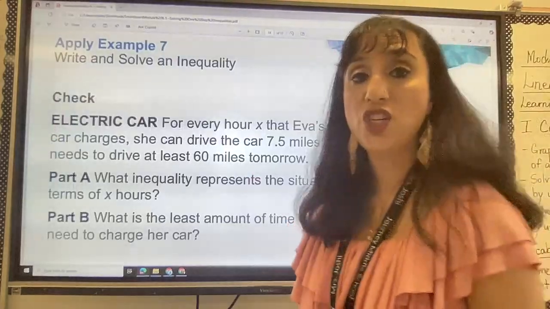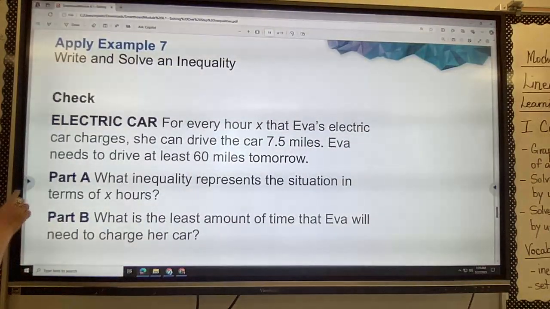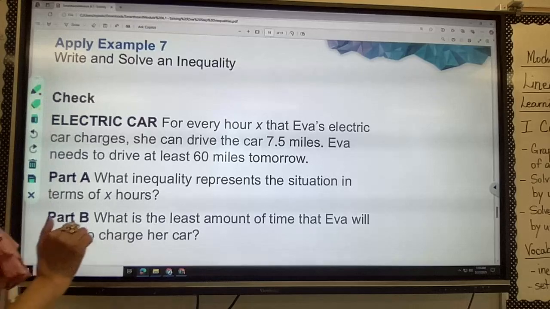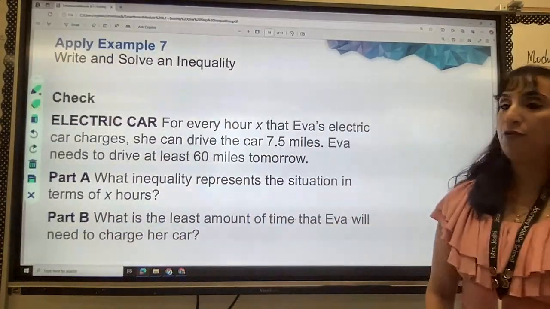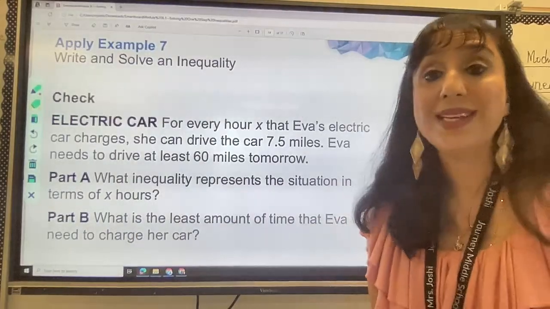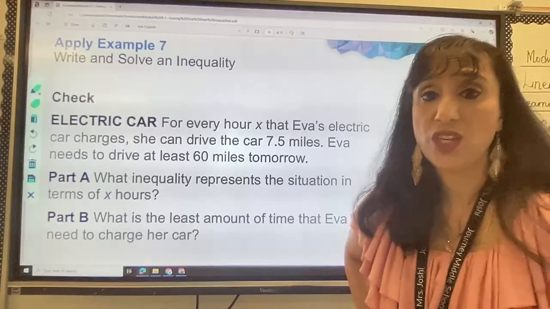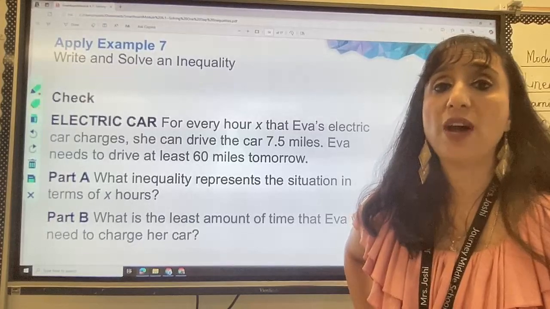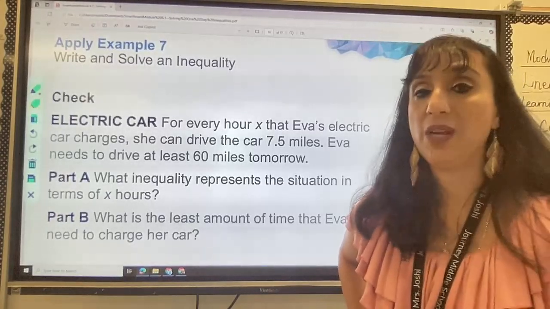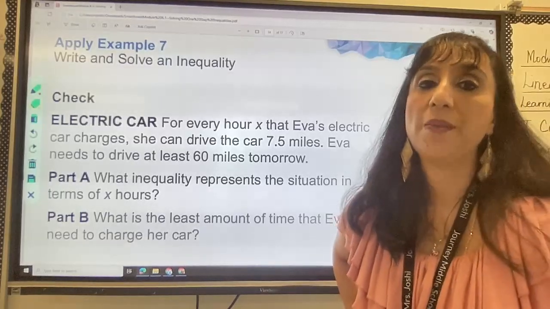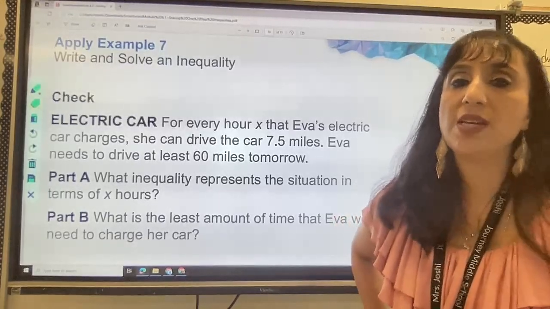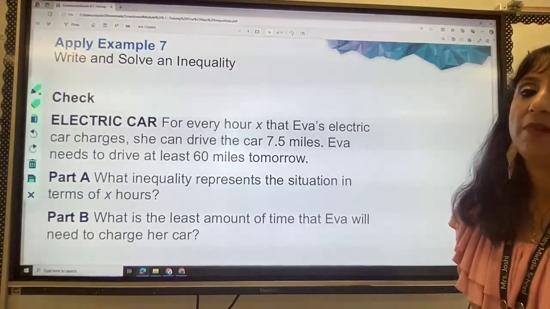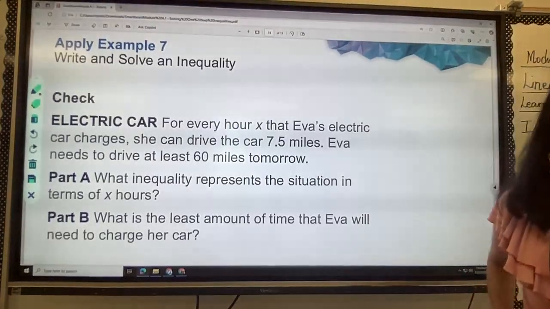And here's another question. We are writing and solving an inequality. So let's look at this. Electric car. For every hour X that Eva's electric car charges, she can drive the car 7.5 miles. Eva needs to drive at least, that's the minimum amount, 60 miles tomorrow. So what inequality represents the situation in terms of X hours? And what is the least amount of time that Eva will need to charge her car?